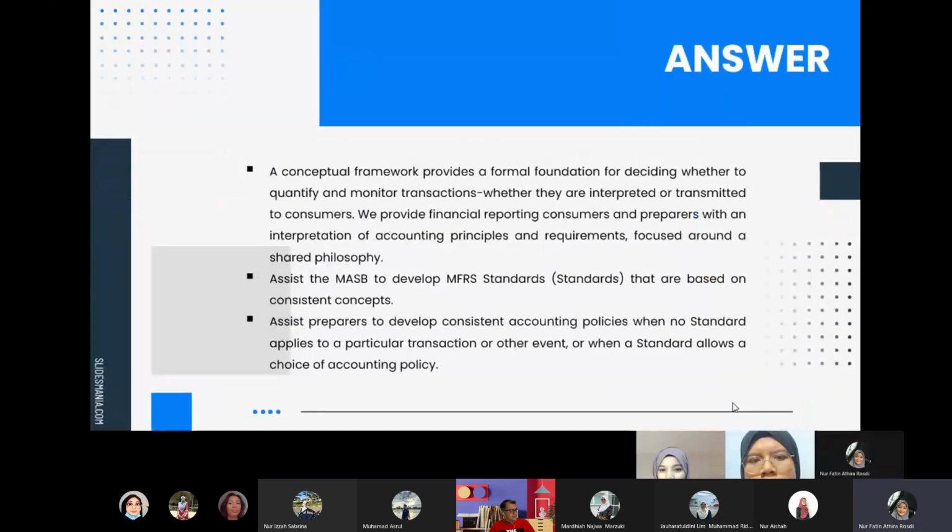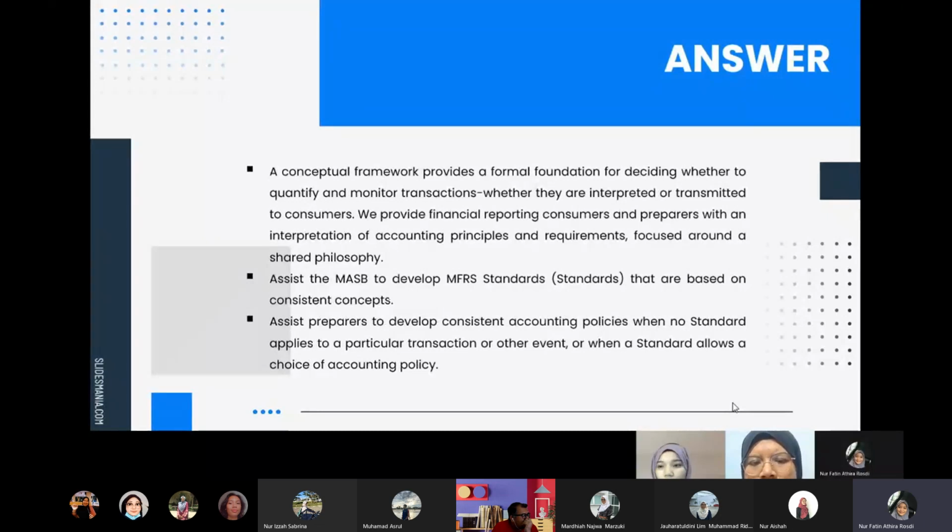Okay, for the answer, we have 3. The first one: a conceptual framework provides a formal foundation for deciding whether to quantify and monitor transactions, whether they are interpreted and transmitted to consumers. We provide financial reporting consumers and preparers with an interpretation of accounting principles and requirements focused around a shared philosophy. The second one is to assist the MASB to develop IFRS standards that are based on consistent concepts. Last but not least, to assist preparers to develop consistent accounting policies when no standard applies to a particular transaction or other event, or when a standard allows a choice of an accounting policy. So that's all for question 1.